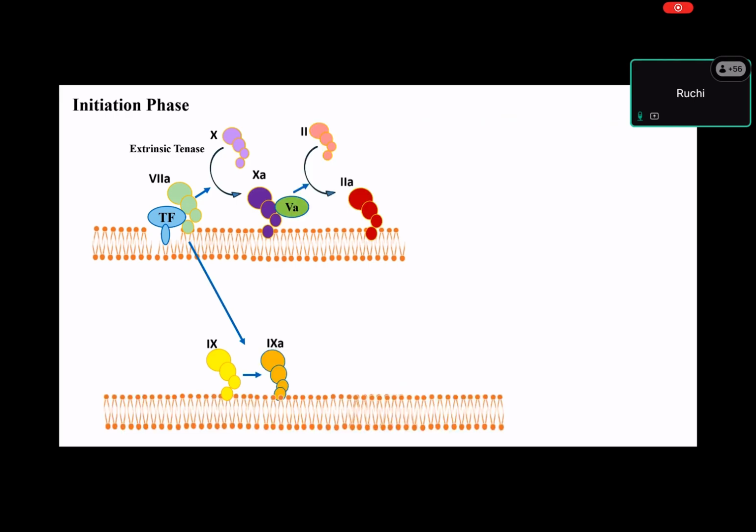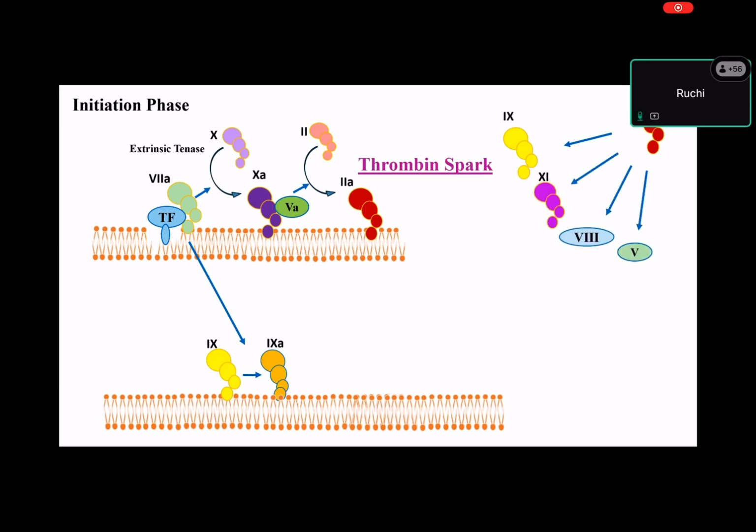Subsequently, in the extrinsic pathway, there is formation of the prothrombinase, because of which a small amount of thrombin is produced. This is known as the thrombin spark. Once this thrombin is produced, it activates multiple downstream factors of the intrinsic pathway, that is 9, 11, 8, 5. These are critical for the activation of the intrinsic pathway.